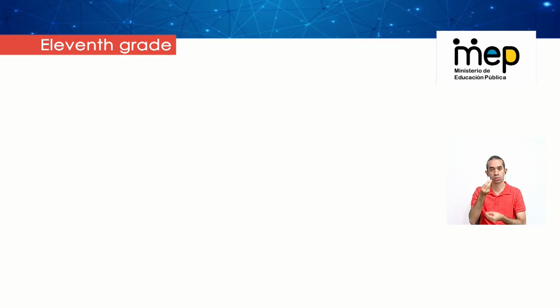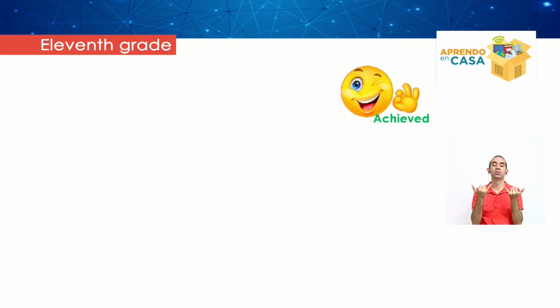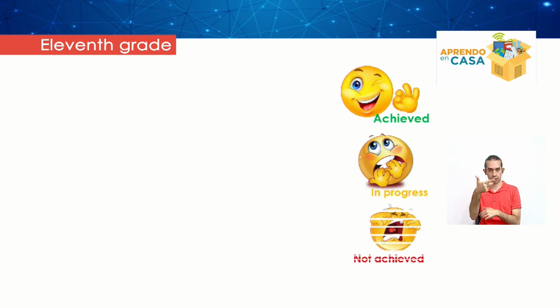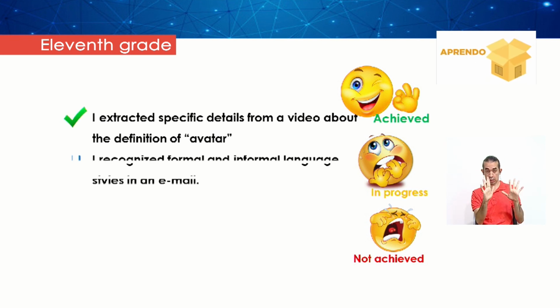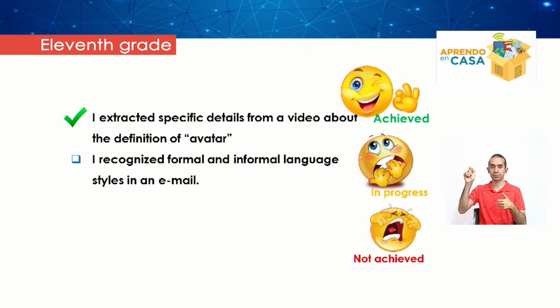Now we're going to move to the evaluation. And in this evaluation of learning, we have achieved, in progress, or not achieved. So you see the person that is really happy, the other one, or not achieved. I extracted specific details from a video about the definition of avatar. I hope this is a yes. All right, excellent.